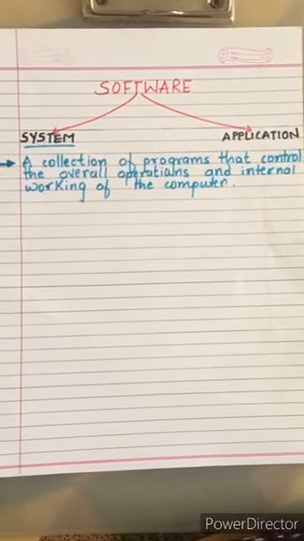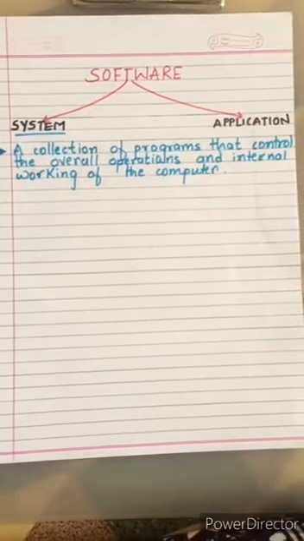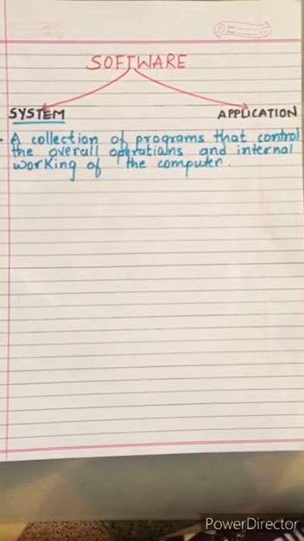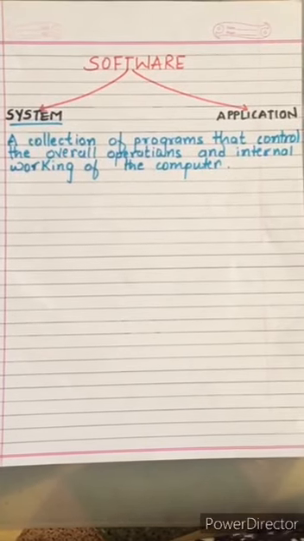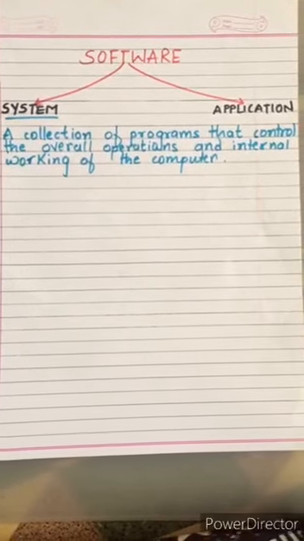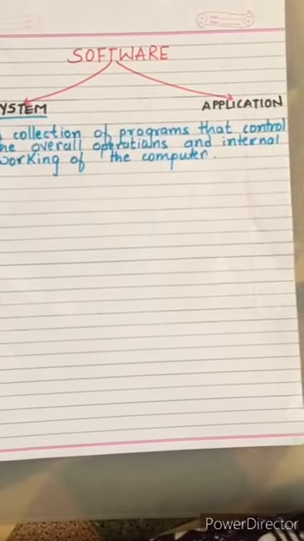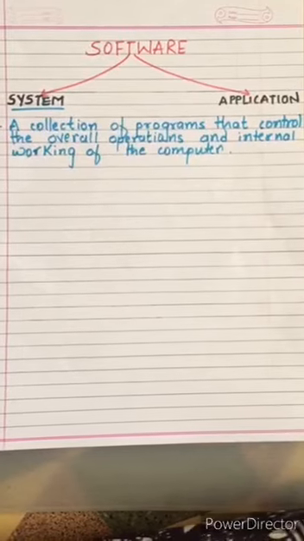First of all, let us understand system software. System software is defined as a collection of programs that controls the overall operations and internal working of the computer. So what programs are these? These are the programs which control the internal activities of a computer, like working of the CPU or starting of Windows. All these are basic examples of system software.